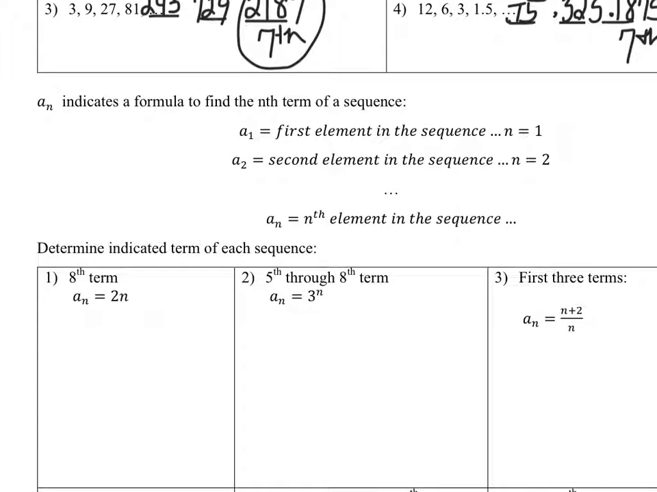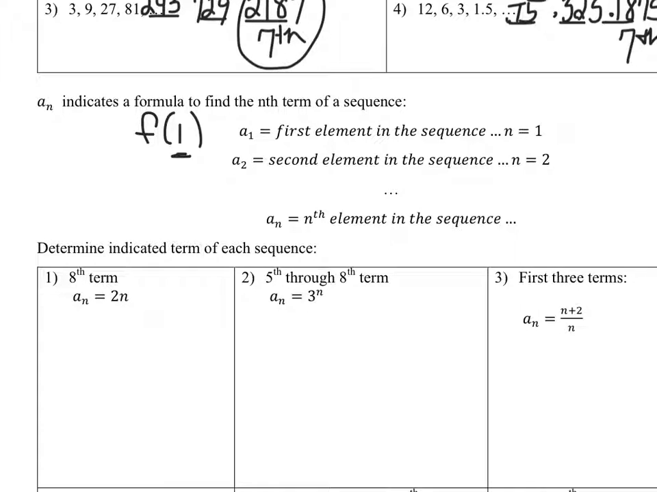There's a sequence where you're given an explicit formula, and n, being the term number, is included in the actual problem. So a sub 1 would be the first element in the sequence. That's how we write it. A sub 2, second element in the sequence. Sometimes they use function notation where they say f of 1, which never really made sense to me. But you are technically plugging 1 in for n, because n is 1. So n is used in the formula just like x would be.